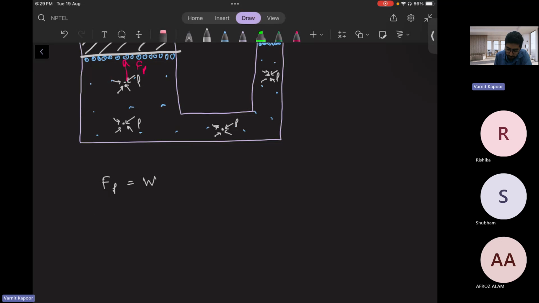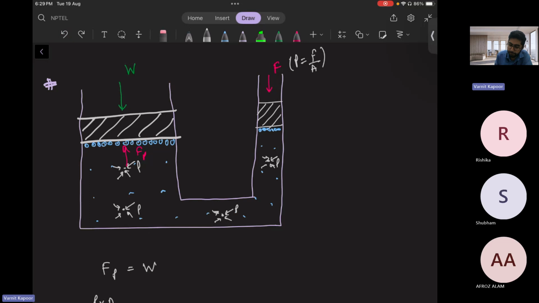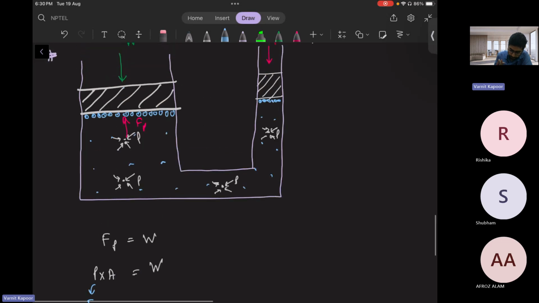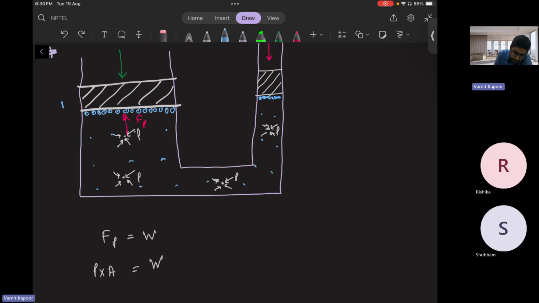What is pressure force? Pressure force is pressure into area. From here, pressure force is pressure into area, and weight is W only. Now we need to see what pressure is. Pressure is again force by area. So the point to note here, you might get confused, is that the area of this side of the cylinder is A, and the area of this side of the cylinder, or piston, is small a.